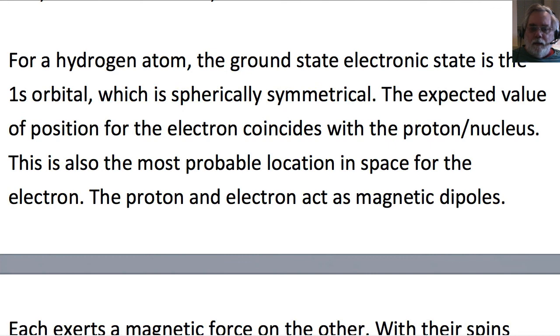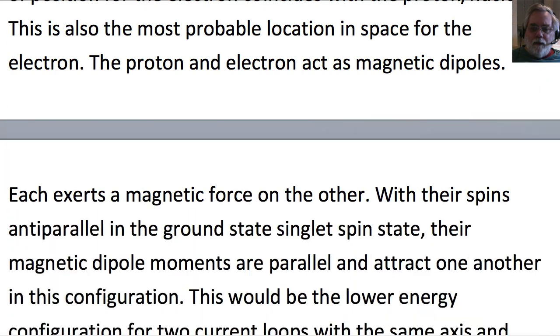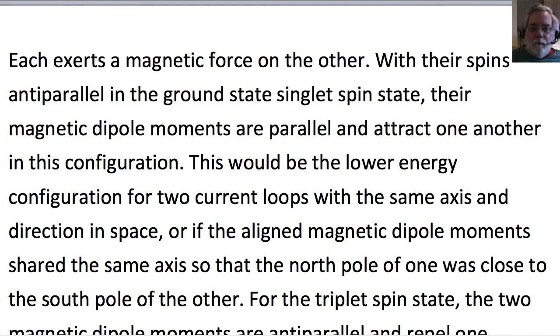The proton and electron act as magnetic dipoles. Each exerts a magnetic force on the other. With their spins antiparallel in the ground state singlet spin state, their magnetic dipole moments are parallel because the electron has negative charge, and the magnetic dipoles attract one another in this configuration.